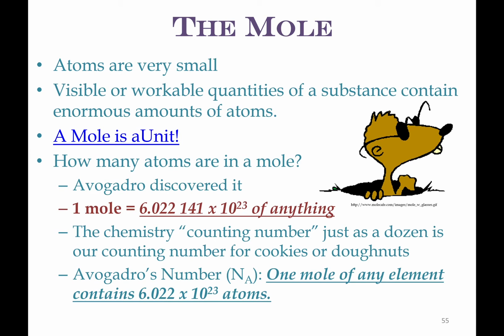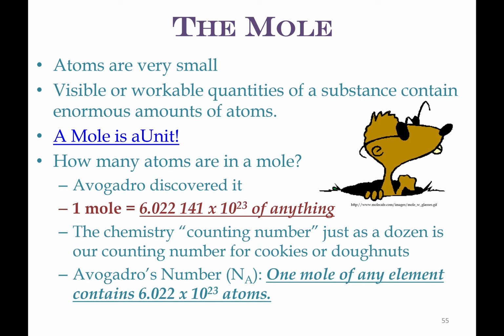So atoms are very, very, very small. We can't see them without microscopes and very high-level instrumentation. So we need to be able to count how much we have without being able to see it. If we can see the amount of a substance that we're working with in a lab, there are enormous amounts of atoms in that substance. So a mole is a unit. So how many atoms are in a mole?